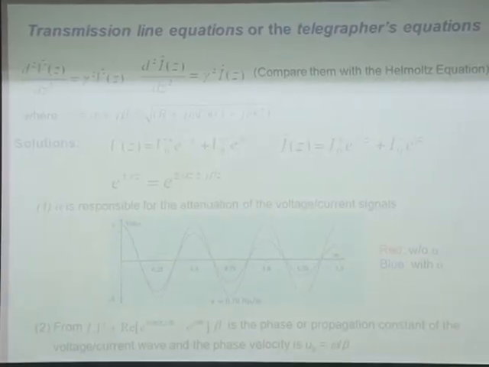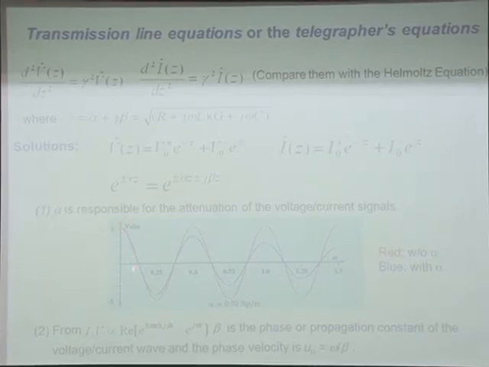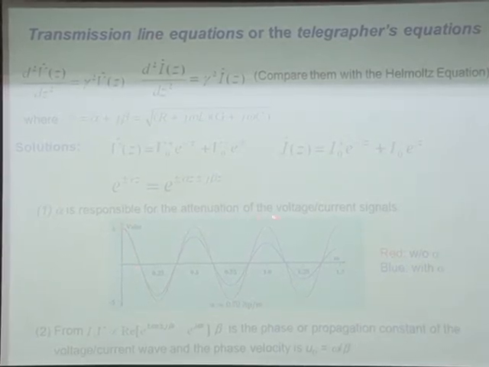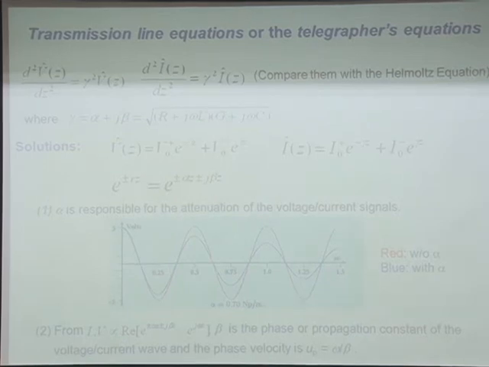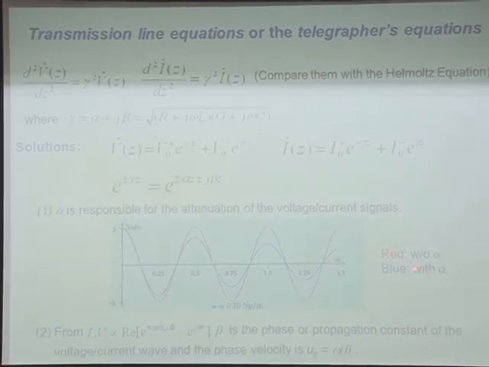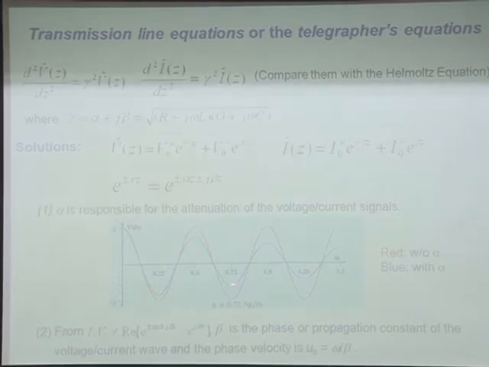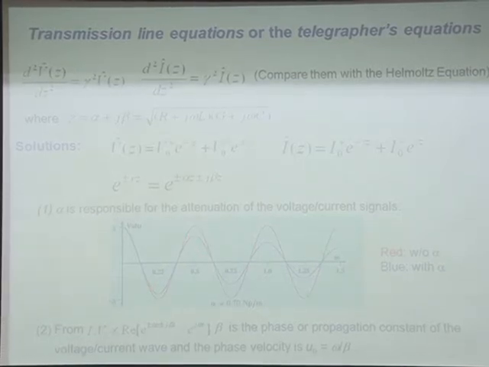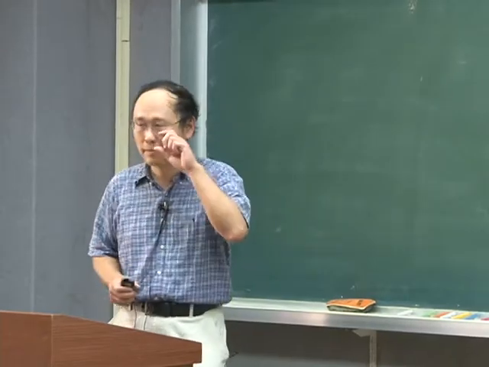And this is just a drawing telling you that if you have a lossless transmission line, then you're going to have this kind of curve oscillating and propagating along distance without any attenuation. Okay, if alpha is not zero, if you have some finite value of alpha, then the wave is going to attenuate over distance. Okay, any question? No?